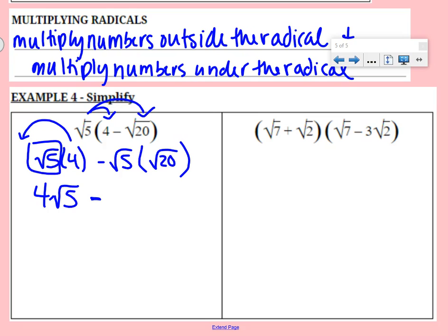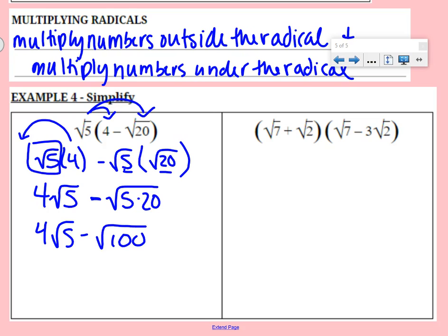Minus, we can multiply numbers underneath radicals. So 5 times 20 we can do. So we get the square root of 5 times 20, which then gives us 4 square root 5 minus the square root of 100, because 5 times 20 is 100. And then we get 4 square root 5. Square root of 100 is 10, minus 10. We can't simplify that any further.